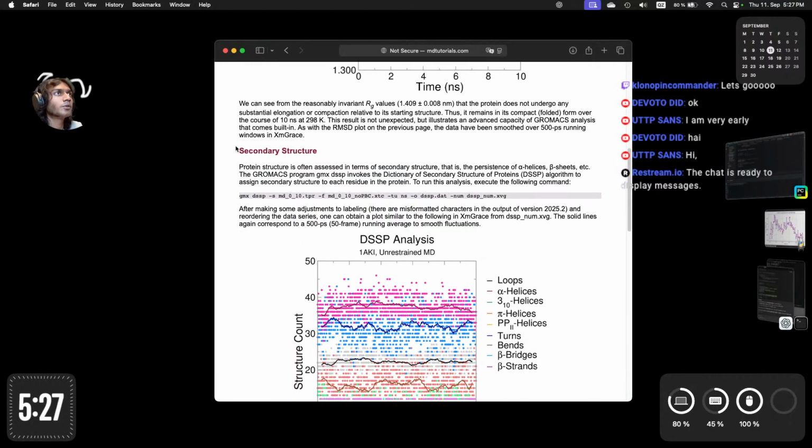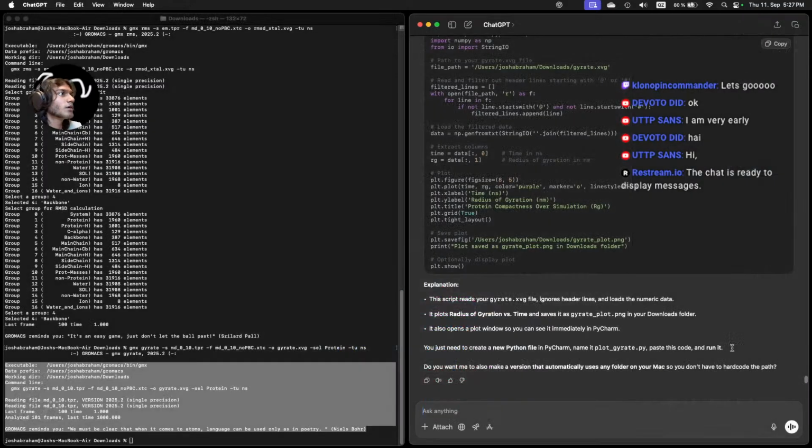Secondary structure. Protein structure is often assessed by the persistence of alpha helices, beta sheets, etc. The GROMACS program, gmx dssp, invokes the Dictionary of Secondary Structures of Proteins, DSSP, algorithm to assign secondary structure to each residue in the protein. To run this analysis, execute the following command.